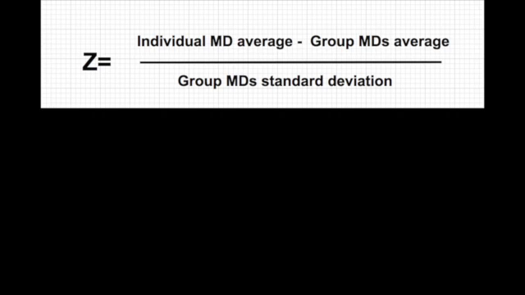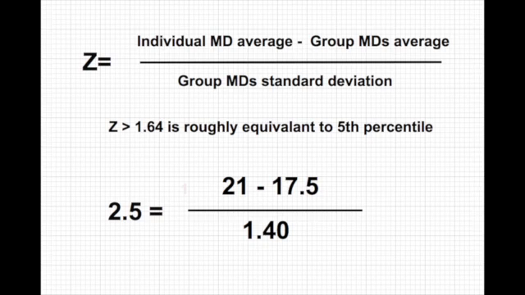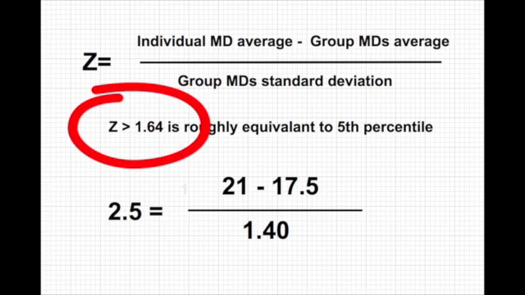To calculate the z-score per MD, you take the individual MD average and you subtract it from the group MD average, then you divide that by the group standard deviation. If we have an MD with a 21% readmission rate, then we would subtract 21 minus 17.5, which is our group MD average. We would divide that by our group standard deviation of 1.40, and that'll give us a z-score of 2.5, which is higher than 1.64. So in this case, this MD would be in our investigation.